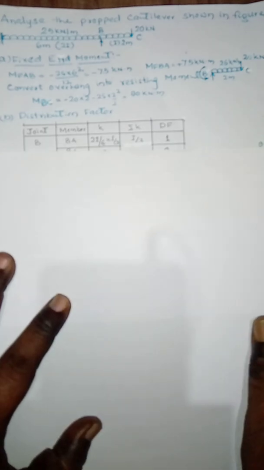The first step is to calculate the fixed end moment. The fixed end moment at A due to the UDL, that is MFAB, is minus 25 into 6 square by 12, that is minus 75 kilonewton meter. Then MFBA, that is clockwise, WL square by 12, is 75 kilonewton meter.